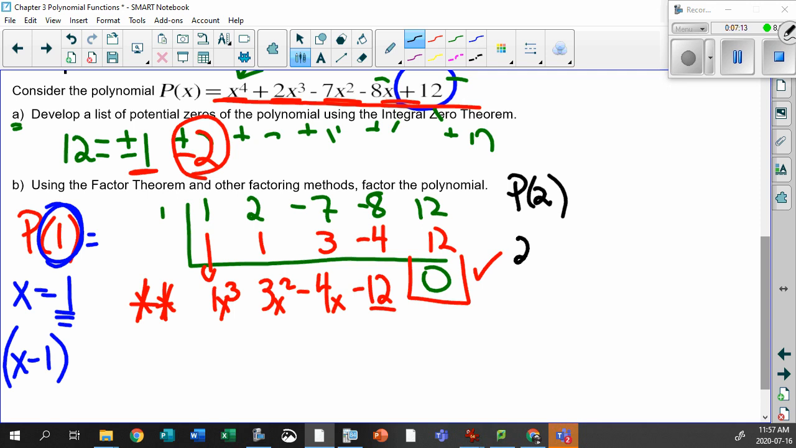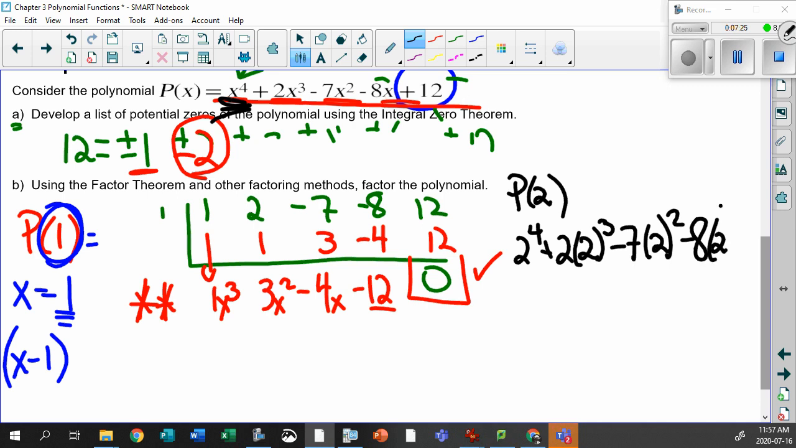2 to the power of 4. I'm just going back to here. 2 to the power of 4 plus 2 times 2 cubed minus 7 times 2 squared minus 8 times 2 plus 12. And honestly, you can punch this into your calculator. That's going to help you just huge. 2 to the power of 4. Okay, 2 times 2 is 4, times 2 is 8, times 2 is 16. Plus 2 cubed, 2 times 2 times 2 is 8 times 2 is, oh, look at that. That's 16 as well.